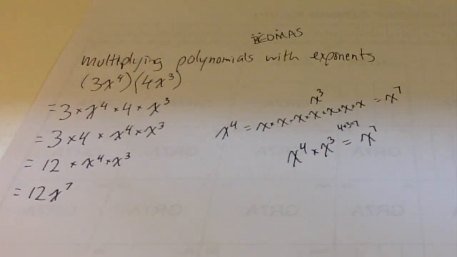Hope this makes sense. What we're doing is combining the multiplication of polynomials and some different exponents as well.